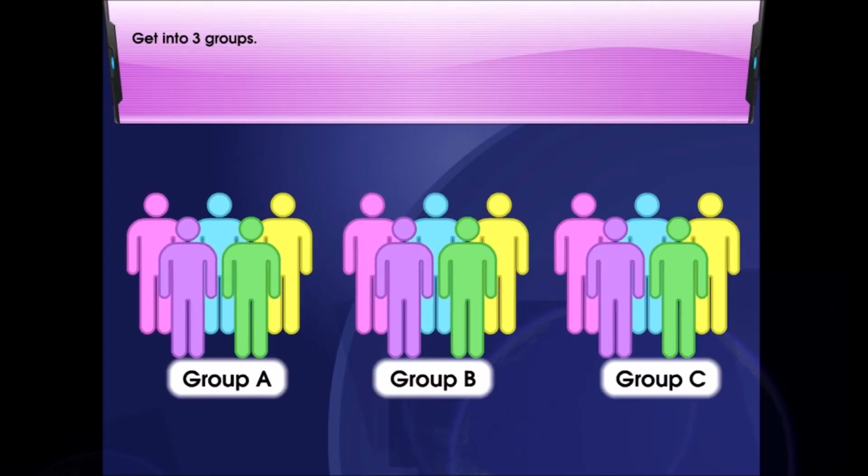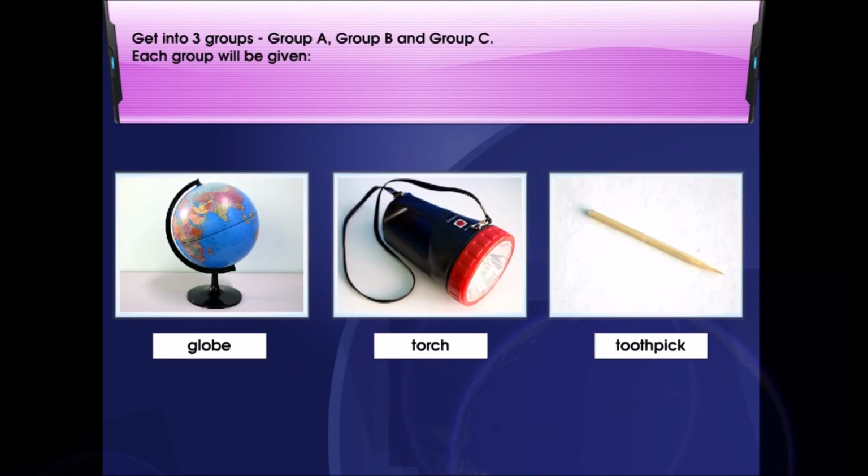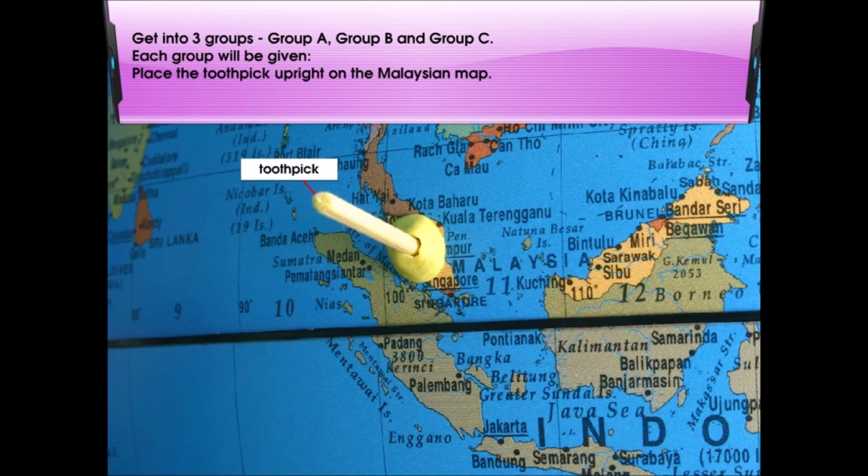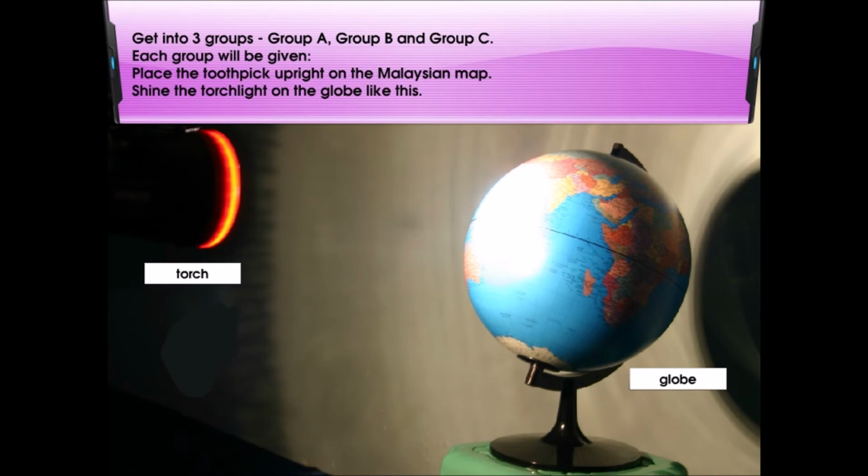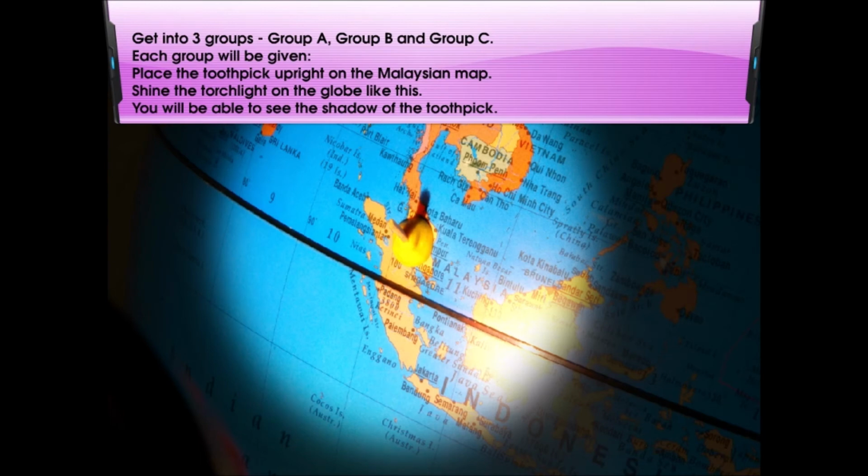Get into 3 groups, Group A, Group B, and Group C. Each group will be given a globe, a torch, and a toothpick. Place the toothpick upright on the Malaysian map. Shine the torchlight on the globe like this. You will be able to see the shadow of the toothpick.